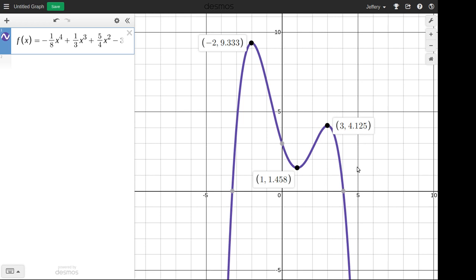And if we look a little closer at these, we have an absolute maximum at 9.33. We have a relative or a local maximum at 4.125 and the 9.33. Right? These are both local maximums. This one also happens to be the absolute for the function. And we have a local minimum at 1.458. And so this 4th degree function gives us an example of 3 turning points, a local min, a local max, and an absolute maximum. And Desmos helps us see this pattern nicely.